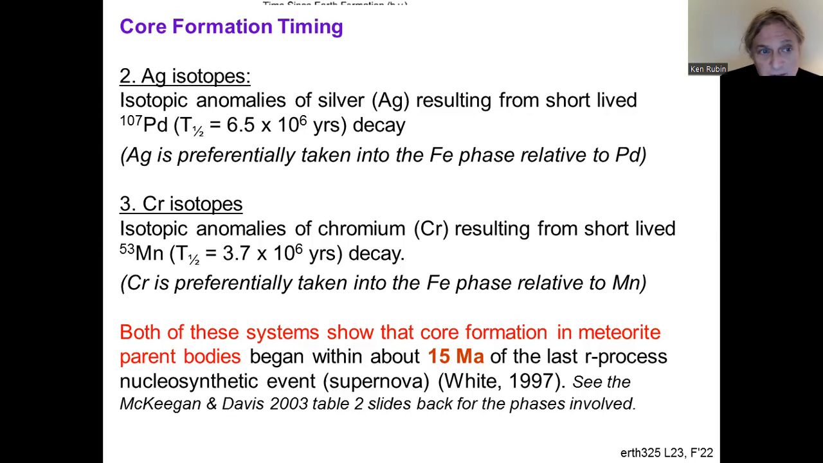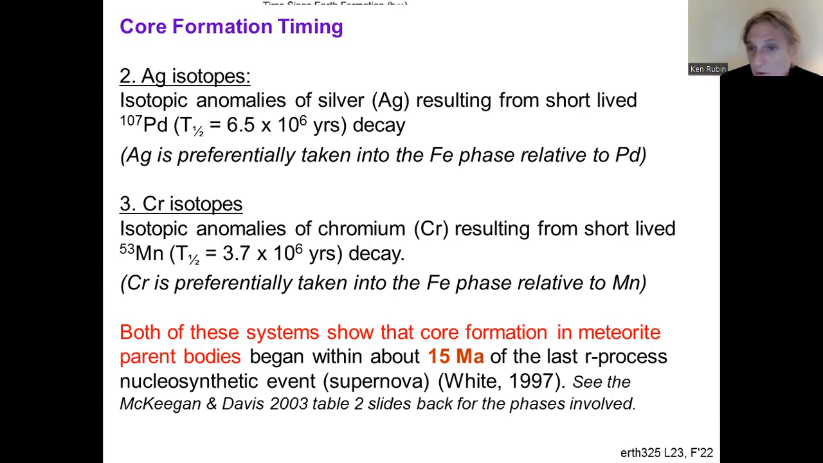We also have evidence from silver isotopes. Silver isotopic composition 107 comes from the decay of palladium 107 with about a 6.5 million year half-life. Because silver is incorporated into iron-rich phases more so than palladium, we can look at the relative isotopic composition in the silicate Earth and again infer that some silver was preferentially taken into the core, giving us a lower silver 107 to other isotopes of silver ratio relative to chondrites in our silicate Earth, again implying a relatively early core formation.